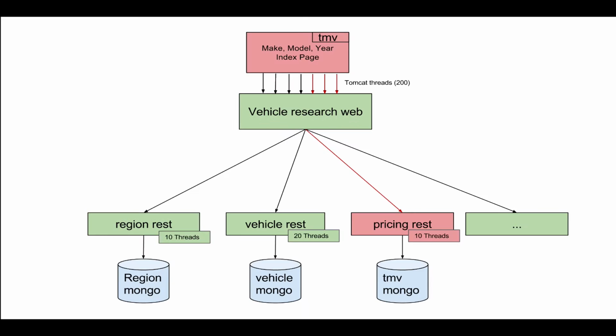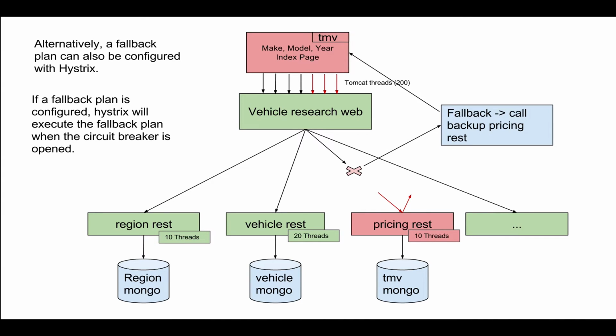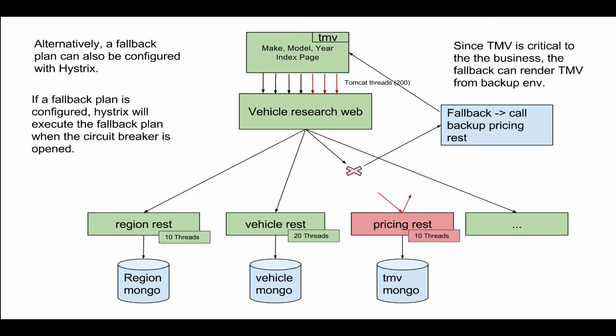In the previous scenario, we saw that the page was rendered but without TMV. Hystrix allows us to configure a fallback when the circuit is open, as TMV is critical for the page. If we configure a fallback to call the backup environment, we can render the page with the TMV, even though pricing web in live production is broken.